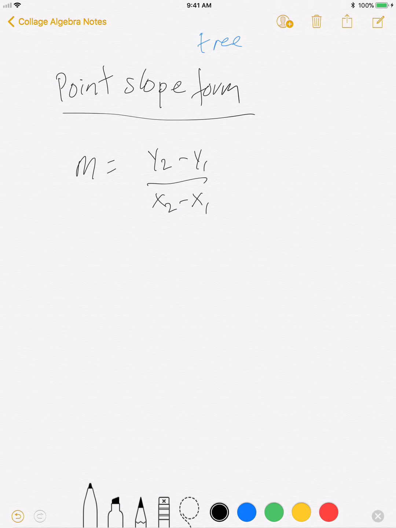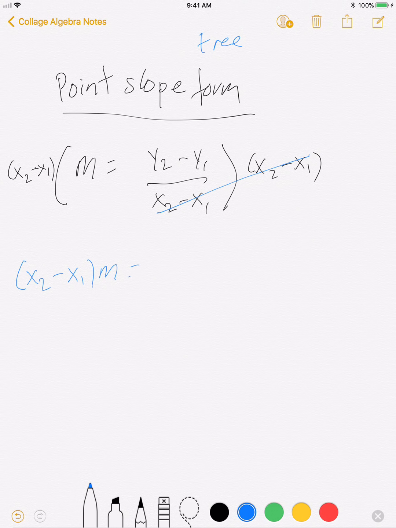This is a fraction. This is an equation, so I can multiply both sides by the same amount. Let's multiply by x2 minus x1. What happens is that the x2 minus x1's cancel, and that leaves me with this equation: x2 minus x1 times the slope is equal to y2 minus y1.